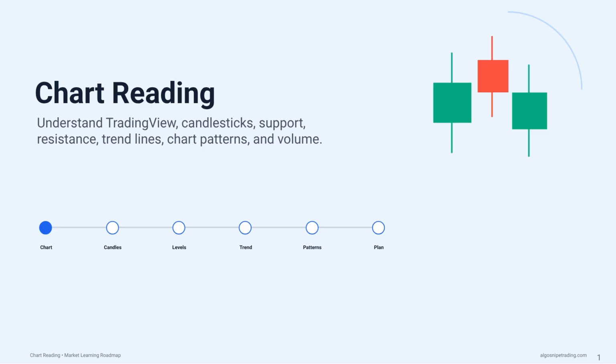Key point. A good trader does not just look at one candle or one indicator. A good trader reads the whole chart: trend, levels, candles, patterns, and volume together.